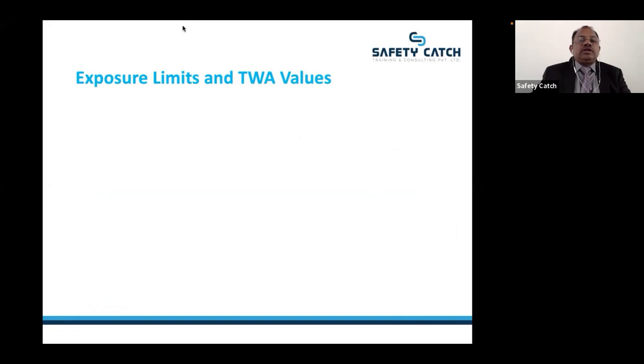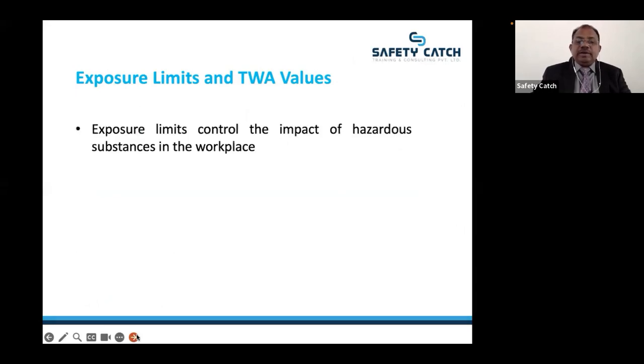So now let us come to the exposure limits and values, and we will see how to interpret all this information. Exposure limit means what? It controls the impact of hazardous substances on the workers in the workplace. Because we know every chemical, whether it is in gaseous form, liquid form, or fumes, dust, mist, it will have some impact on the human body. So we have to limit it.